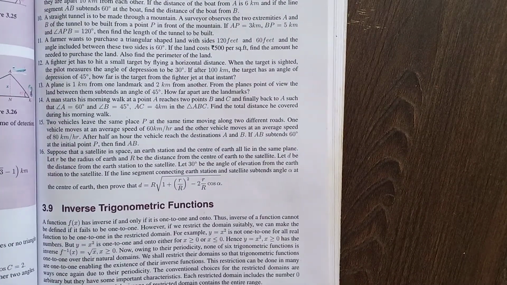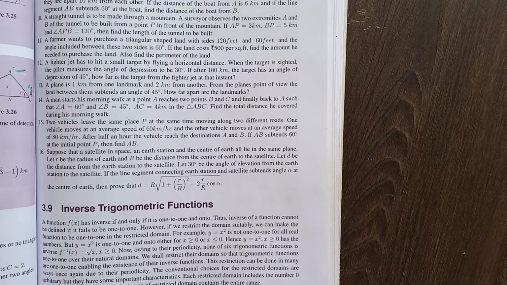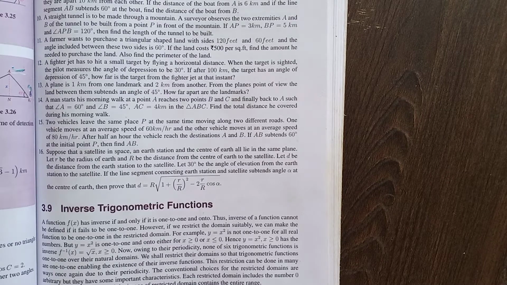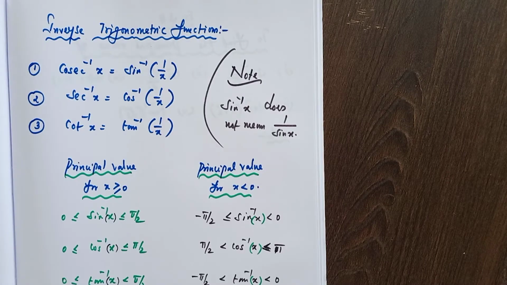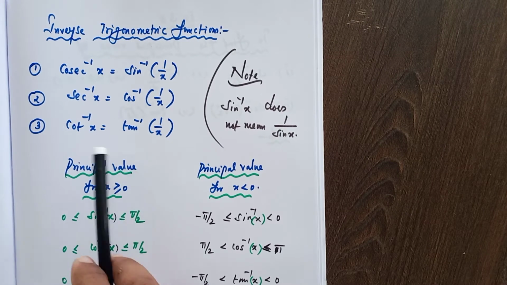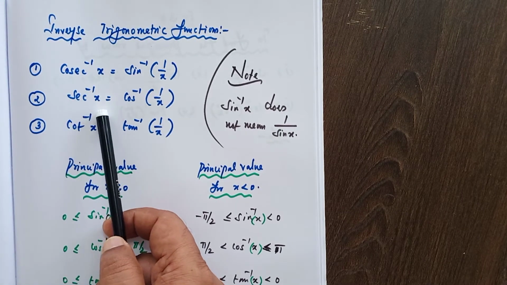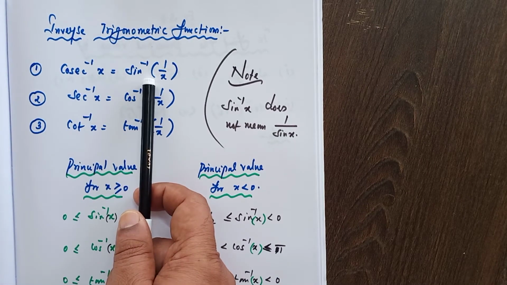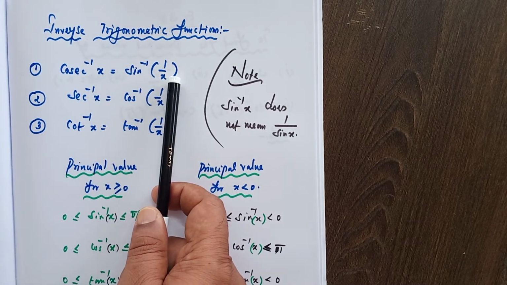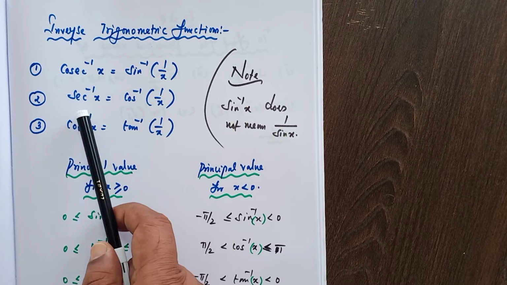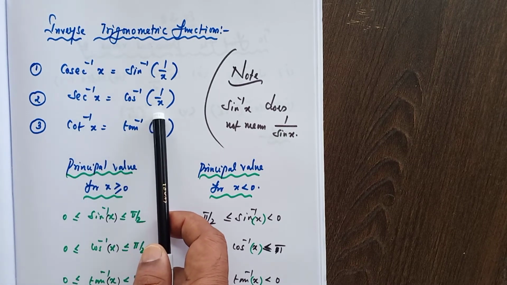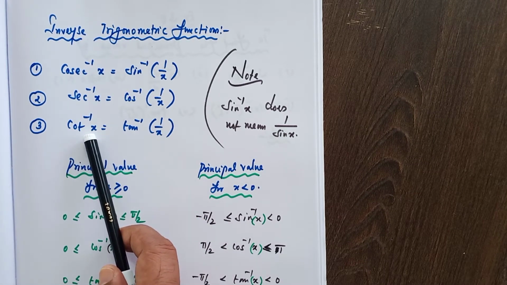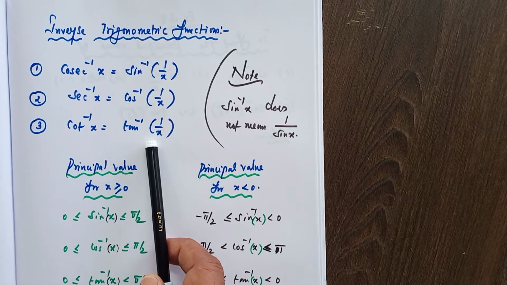Inverse trigonometric functions. In inverse trigonometric functions, you must be knowing some properties and formulae. Here are some properties. Cosecant inverse of x can be written as sine inverse of 1 by x. If you change cosecant inverse into sine inverse, x becomes 1 by x. Just write the reciprocal of x. Like that, secant inverse of x equals cos inverse of 1 by x. Cot inverse of x is equal to tan inverse of 1 by x.